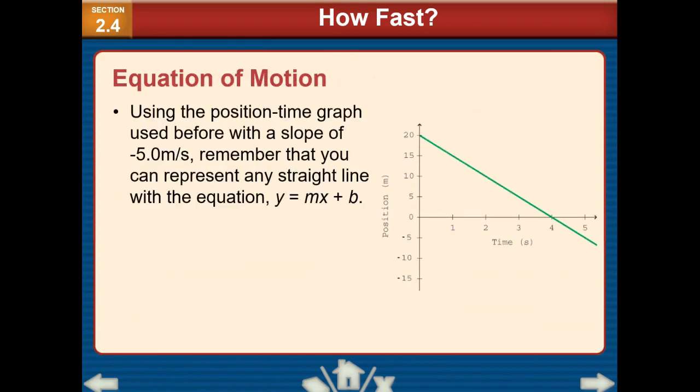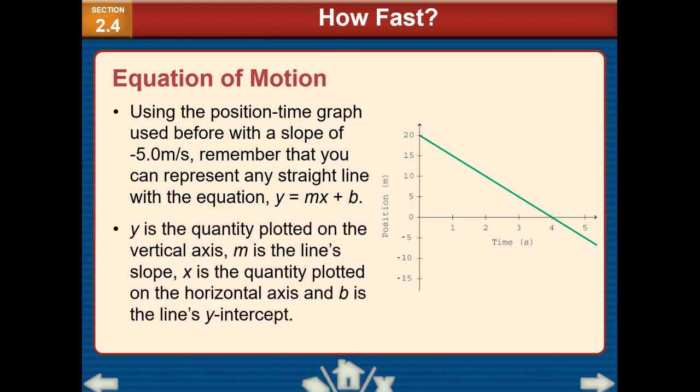So if we look here again, because this is linear, we can use a straight line equation, y equals mx plus b. You learned that in math class. So y is the quantity plotted on the vertical axis, m is the slope, and b is the y-intercept. Again, this should be a review.